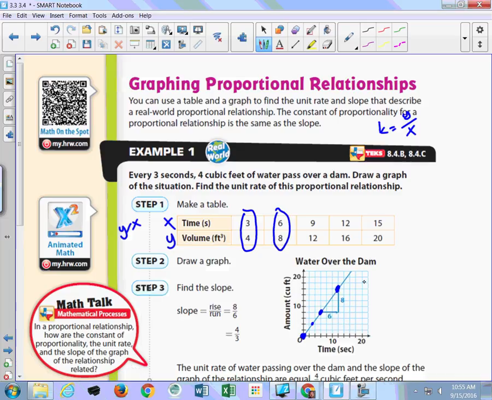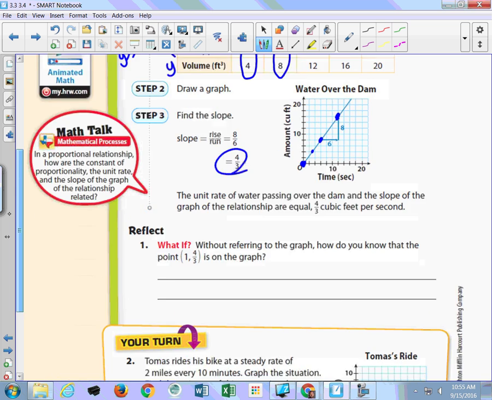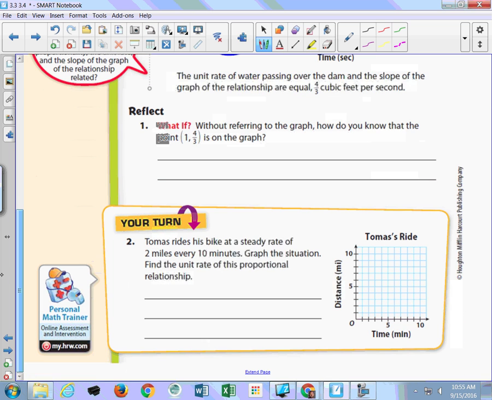Okay, so now I can find the slope by doing rise over run. If I would have gone this way, that would have been 8. So that's 2, 4, 6, 8. Run 6. That reduces to 4 over 3. Now if we just did k equals y over x, what is my y? It's 4. What is my x? 3. So that would have been 4 over 3. All right. So my unit rate is 4/3 cubic feet per second.